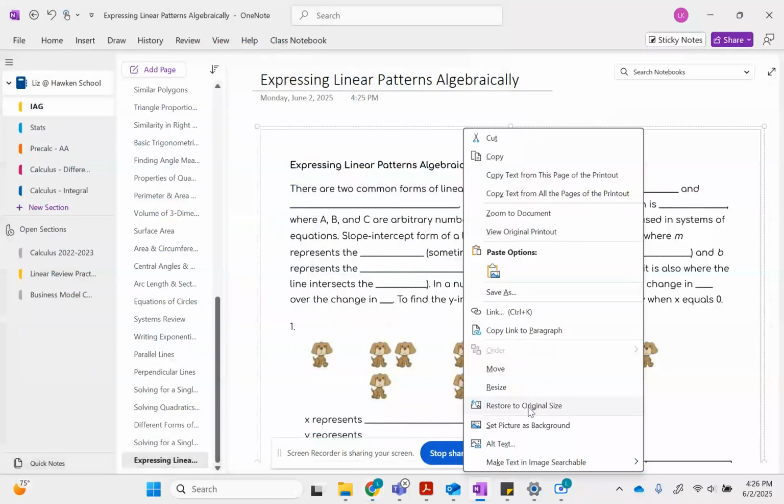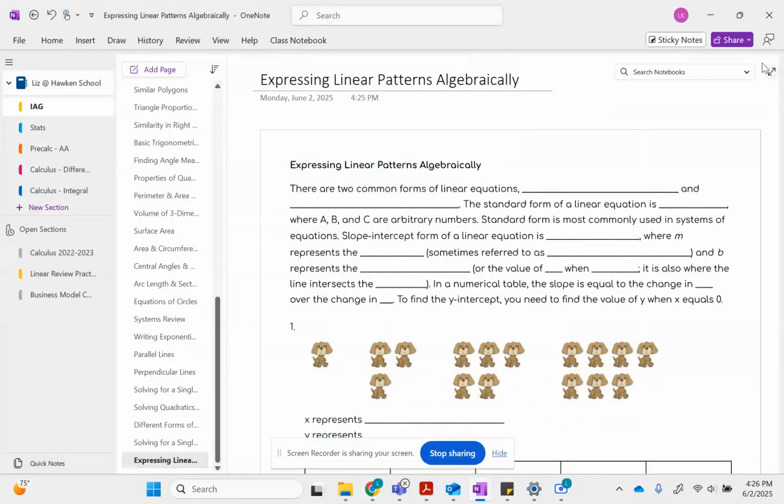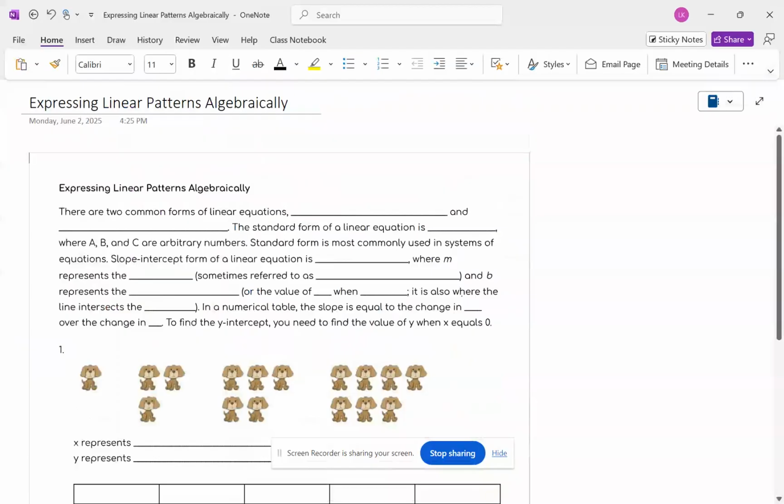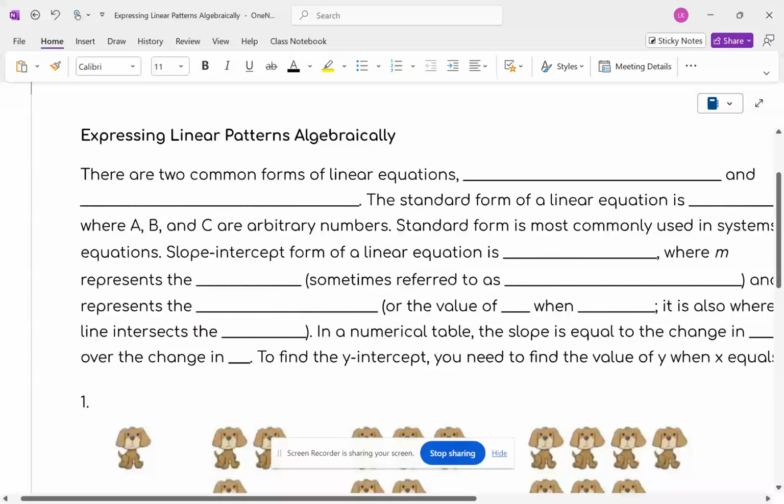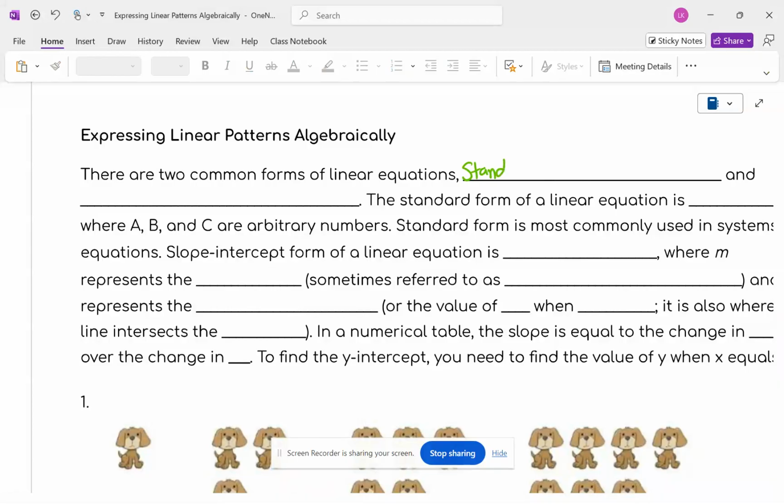Hey guys, so today we are going to build upon what you've been doing with algebraic patterns and learn how to express them algebraically, so as a formula or an equation. So there are two common forms of linear equations. There's standard form and slope-intercept form.